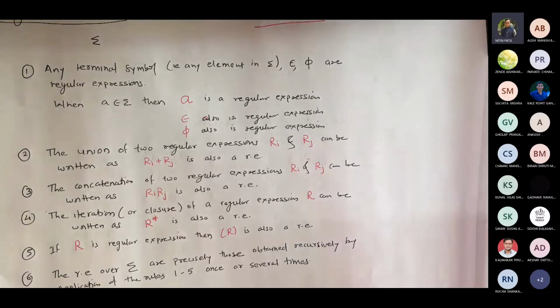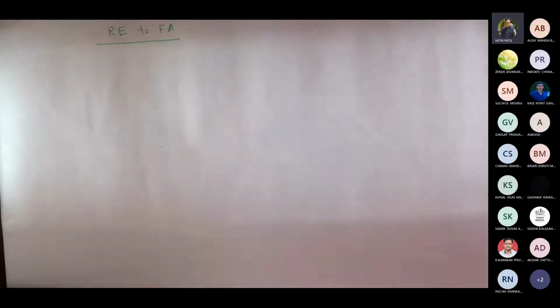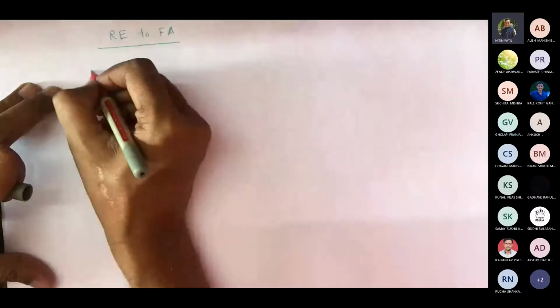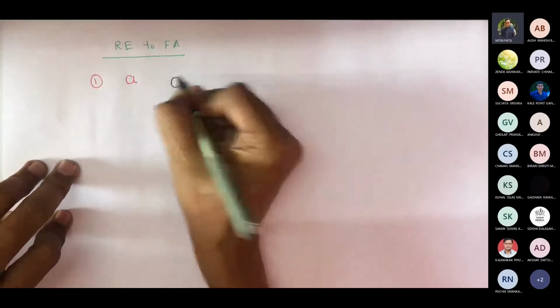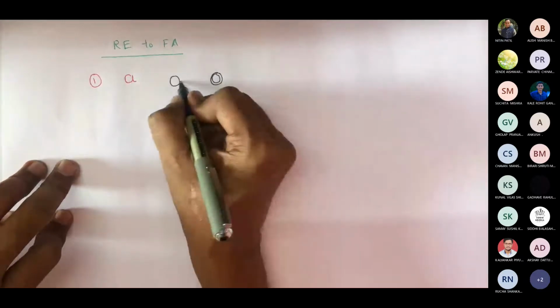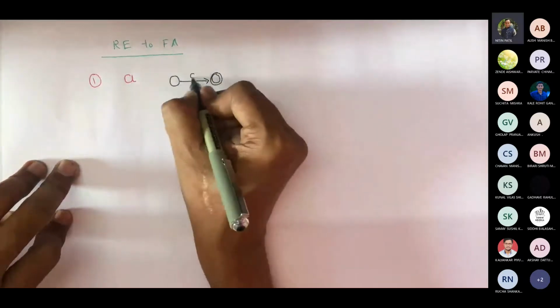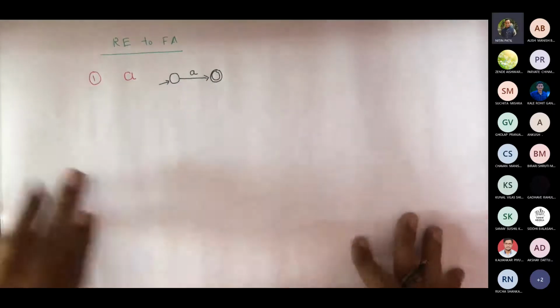So we have different ways right now which can be used to represent a regular expression. Let me start with the first. Let me say I have a regular expression A. Now for the regular expression A, that means my language is this. If this is my initial and this is my final, this would be my finite automata for A.